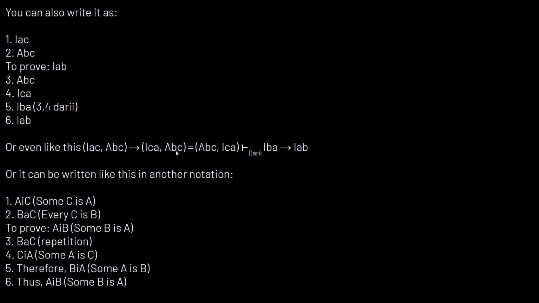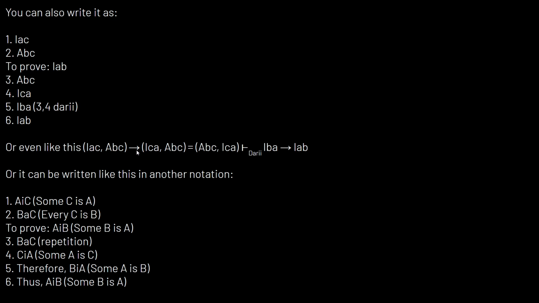But you can also write it like this in notation, as I've said, as the Stanford does. So you can go: some C is A, all C is B, that is AIC, ABC... sorry, all C is B, and we want to prove IAB, that is some B is A, and then we go on and on, just read it out like that. Or you can also write it like how they do it on the table of deductions from Stanford.